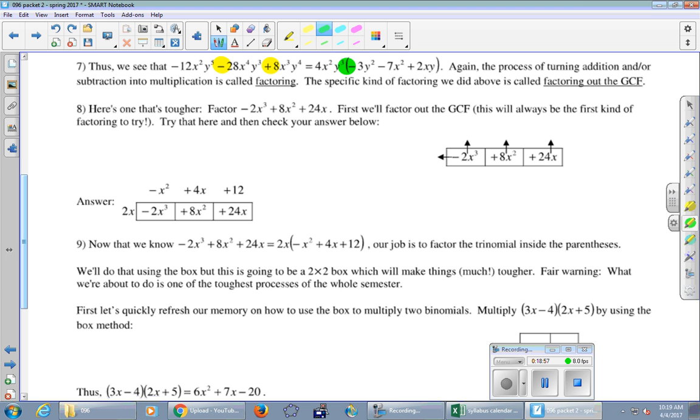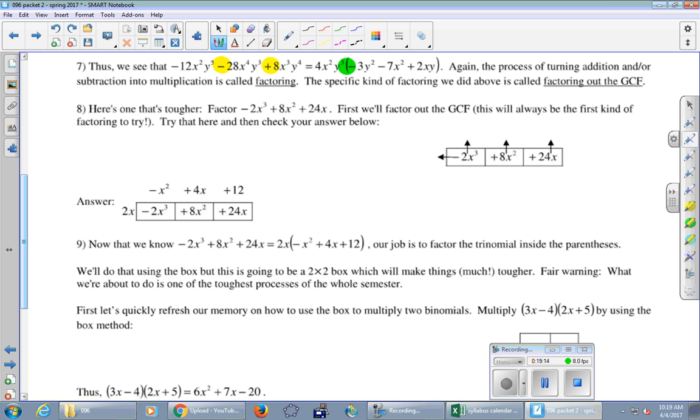Okay, so here's one that is tougher. We're going to factor negative 2x cubed plus 8x squared plus 24x. Doesn't seem like it should be tougher. In fact, it looks easier than the one that we just did. There's no y's, and the first step is easier. Let's give it a shot. We'll do the super efficient way here.